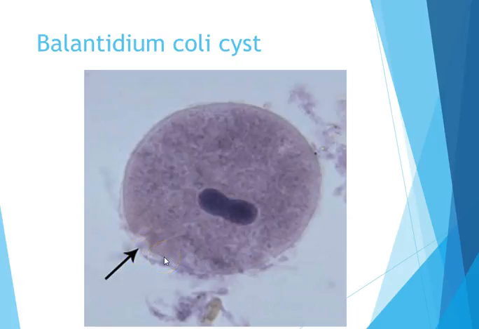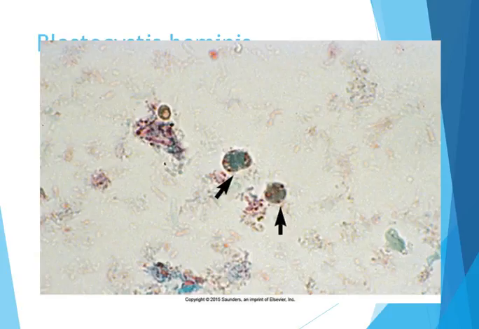The pig is the known reservoir. The human is an accidental host. Patients can lose a lot of fluid from diarrhea. It usually comes from contaminated food or water, and it can spread to other organs and also cause anemia.